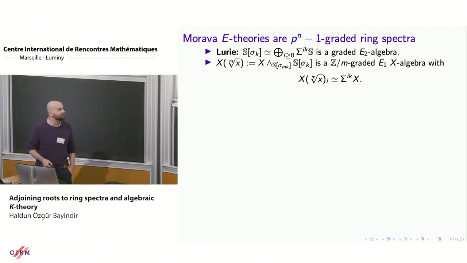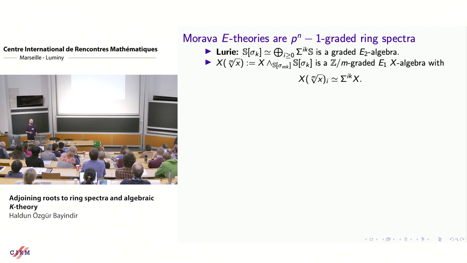Basically, once you do that, you can take this smash product at the level of graded ring spectra, and this X adjoin root acquires a grading where each piece is given in this way, as expected, right? So this is a mod M graded ring spectrum in a non-trivial way. It's not like everything is in weight zero and it's a boring grading. It's definitely not that.